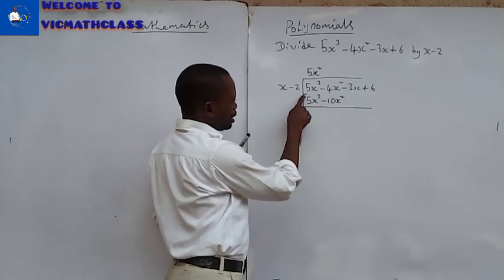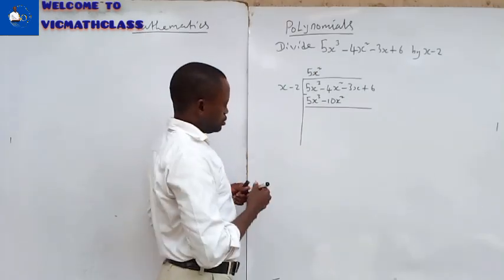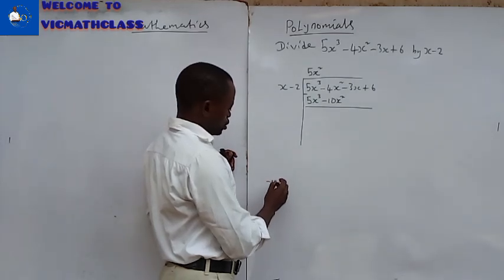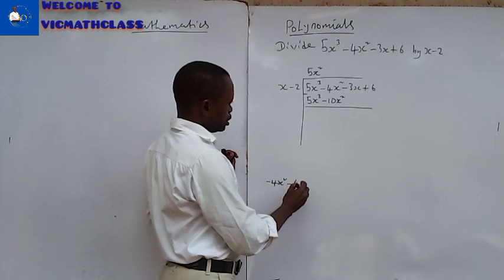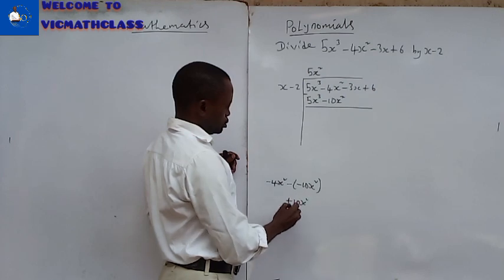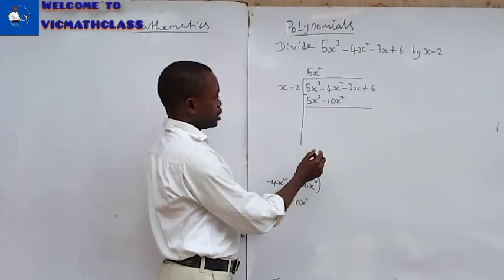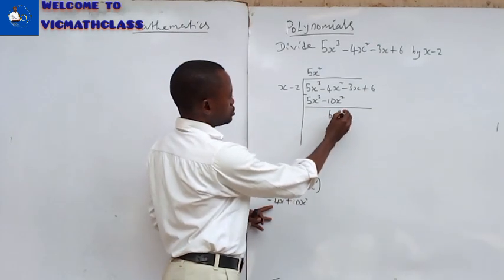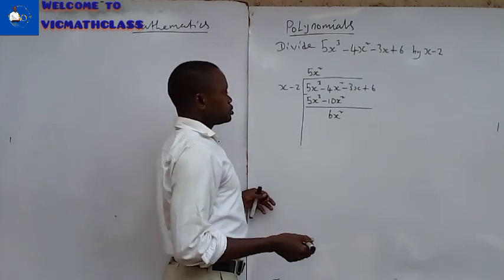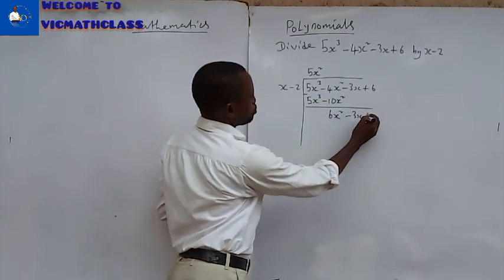Now look at this. Minus 4x squared minus into minus 10x squared. I'll do something again which I will not repeat after now. I said minus 4x squared minus into minus 10x squared. You realize that here becomes plus 10x squared. This is minus 4x squared. So this is like 10x squared minus 4x squared, and that is going to give us 6x squared. I'm sure that explanation is very clear. All right, so what do we have next? We'll bring down minus 3x and bring down plus 6.